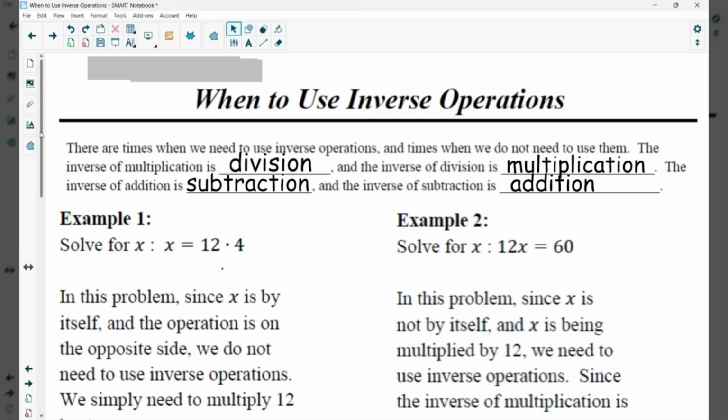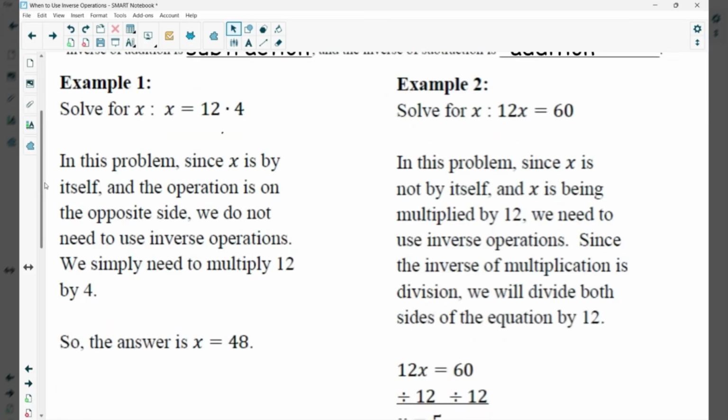Let's look at a couple of examples. The first example that's done for us asks us to solve for x, and the equation is x equals 12 times 4. In this problem, since x is by itself and the operation is on the opposite side, we do not need to use inverse operations. X is already isolated, or by itself. All we need to do to figure out the value of x is find 12 times 4. So we're going to multiply 12 by 4 to get 48. Our solution is x equals 48.